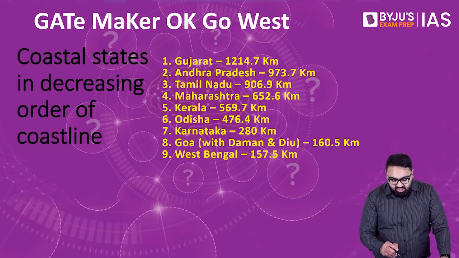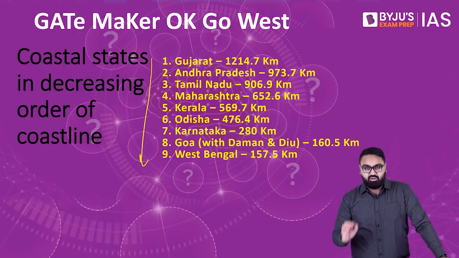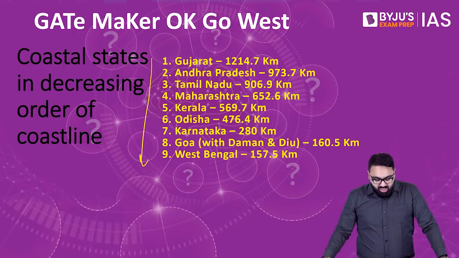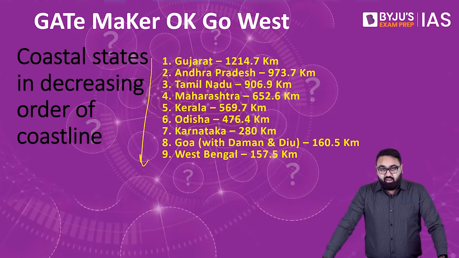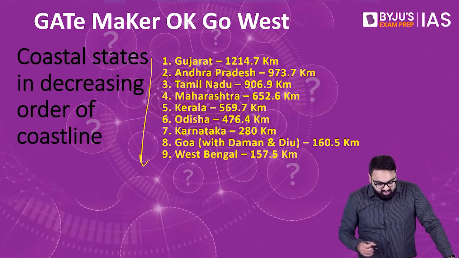So the order is Gujarat, Andhra Pradesh, Tamil Nadu, Maharashtra, Kerala, Odisha, Karnataka, Goa, which includes a bit of Daman and Diu, and then West Bengal. If you already remember this information, great. If you don't remember this information, let's go ahead and remember this.